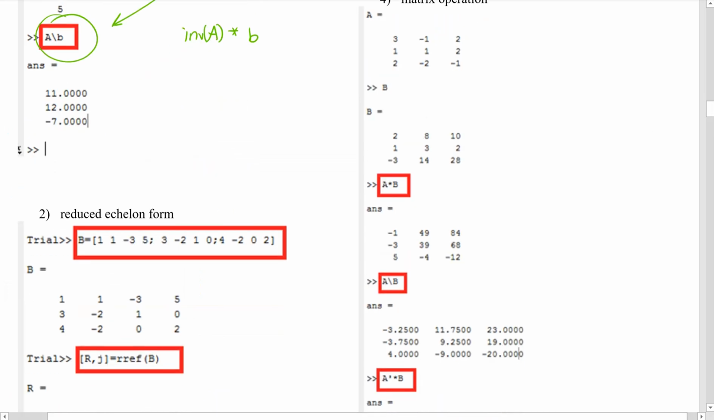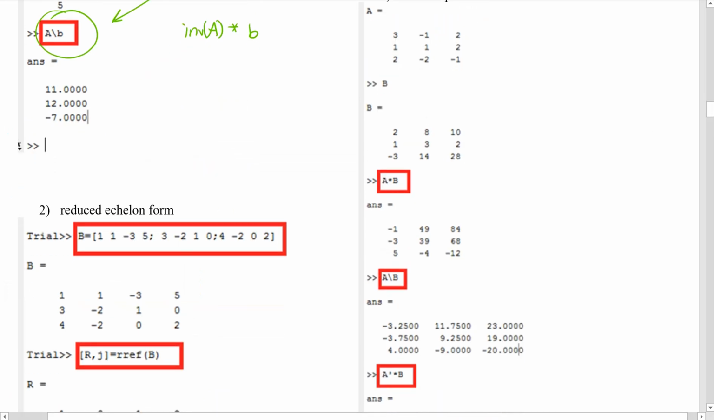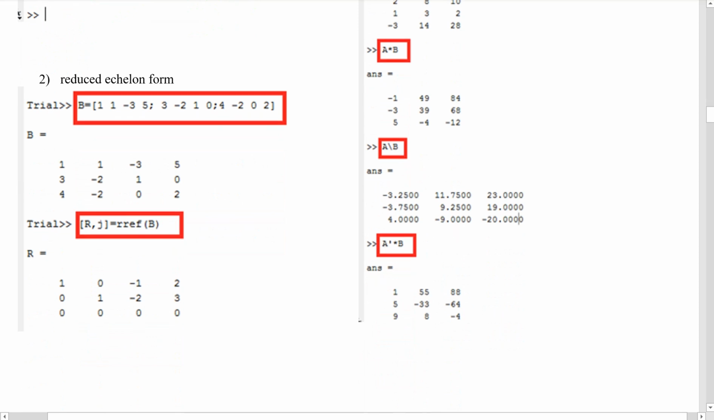Alright, how do we get reduced echelon form? Suppose we have a matrix, and we can just do RREF. That is the reduced row echelon form. So this is row echelon form, so you see a double R there. So far so good, everybody?